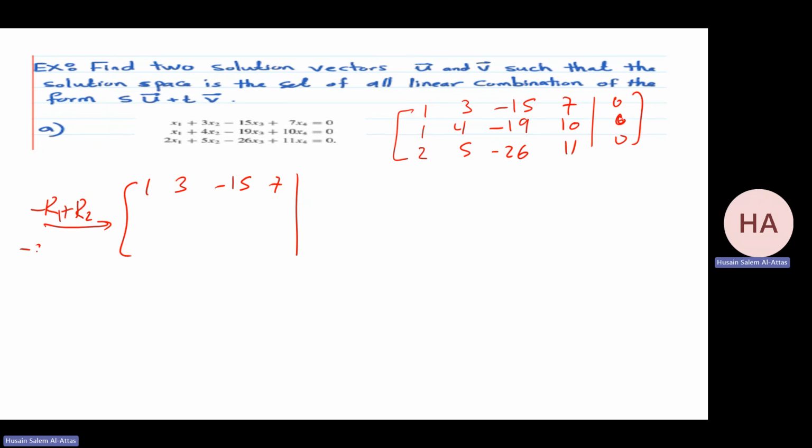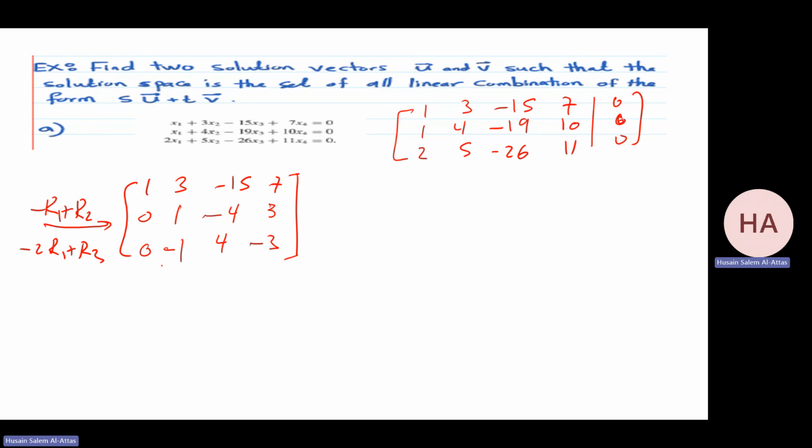Minus R1 plus R2, minus 2R1 plus R3. See what will happen. That will be 0, then 1, minus 4, 3. Times minus 2 and add: that will be 0, minus 1, 4, minus 3.